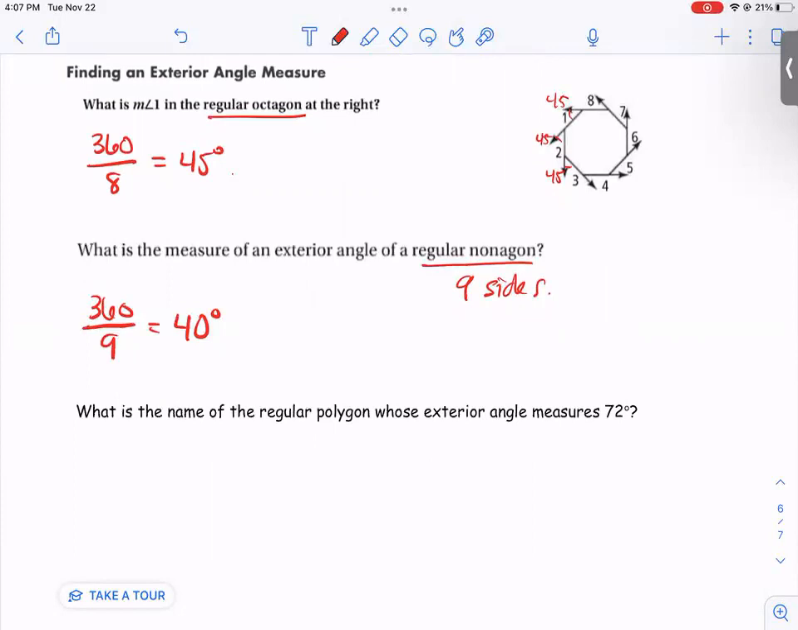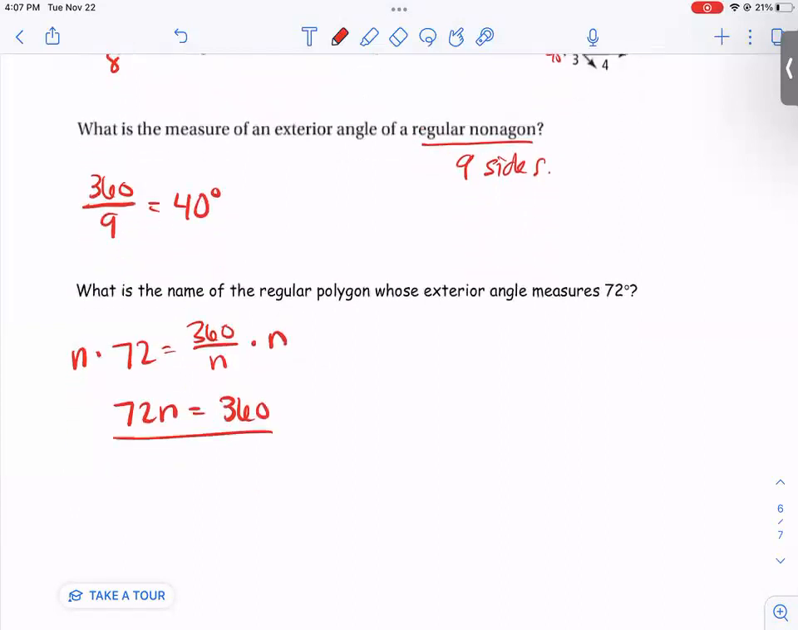If you wanted to name the regular polygon whose exterior angle measures 72, we can do a similar calculation by just saying that 72 equals 360 over n, and we can solve for n by multiplying by n on both sides, and we get 72n equals 360. I can divide by 72 on both sides, and n equals 5. So this would create a pentagon.